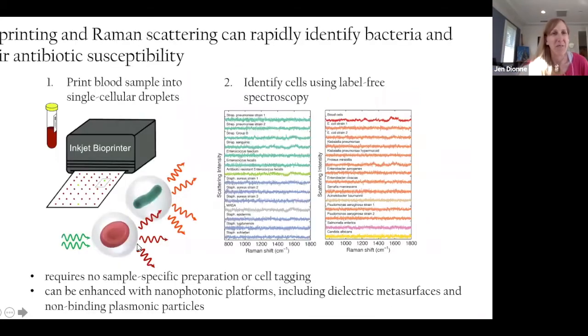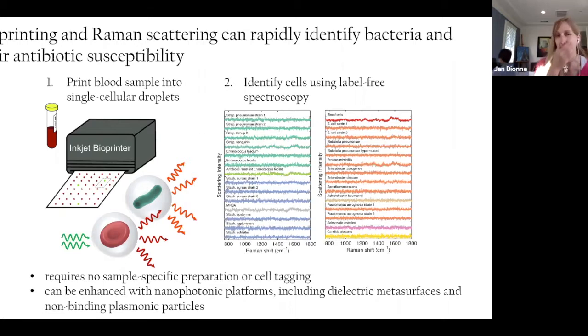So how can we rethink this conventional approach? Well, what we're doing in our lab is using a combination of bioprinting, which essentially digitizes the sample into single cellular droplets. And then what we do is we take essentially an image where we look at the color of each pixel. And the color is going to indicate whether that pixel contains a red blood cell, a white blood cell, or a bacterial cell.